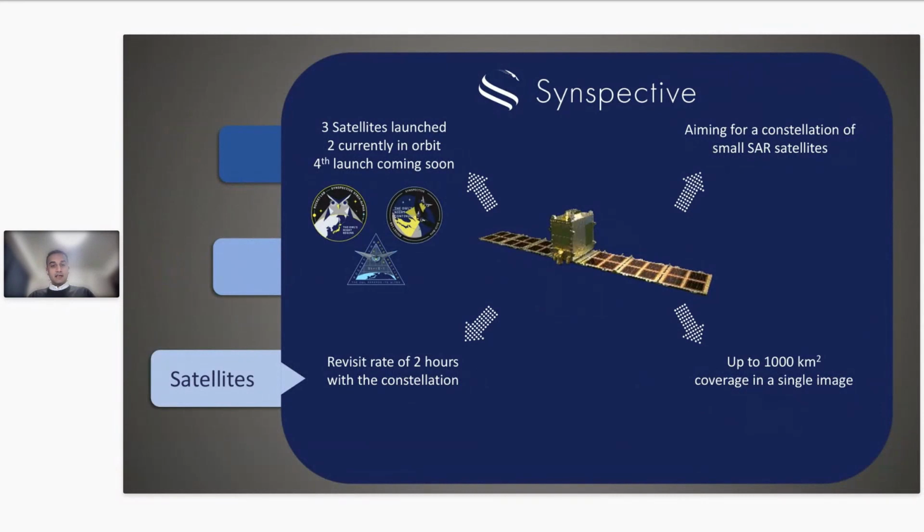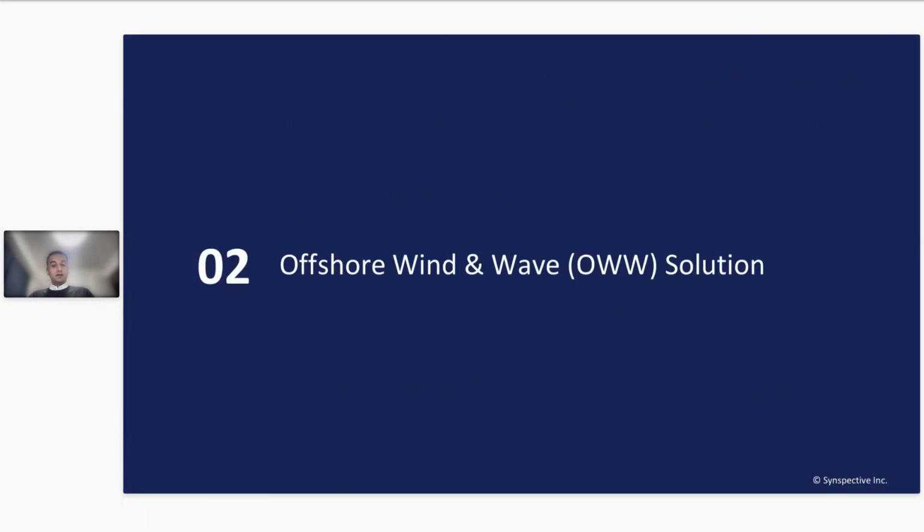And regarding our satellites, we've already launched 3 satellites so far. 2 of these satellites are currently in orbit. So we recently decommissioned one of our satellites, and we have a 4th launch coming soon in a few months. And ultimately, we are aiming for a constellation of small SAR satellites. So with this constellation of small SAR satellites, we plan to achieve a revisit rate of around 2 hours globally. And with our current generation of satellites, we are able to provide up to 1,000 square kilometer coverage within a single image. So yeah, that concludes my introduction of Synspective.